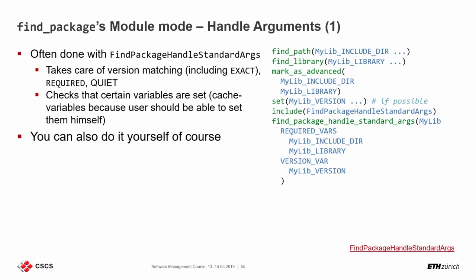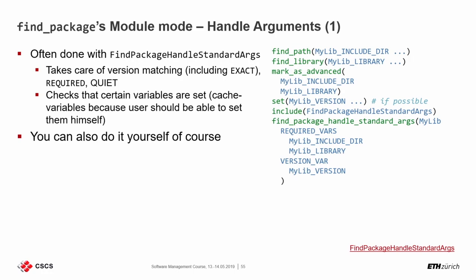So this is kind of what you write. You do the find_path, find_library as before. Quite important is that you mark as advanced all options that are not really important for the user, because in general he shouldn't change them. He might change them if he knows what he does. So in CMake, you will usually not see advanced entries, which makes it much easier for him, because then he only has the important stuff there.